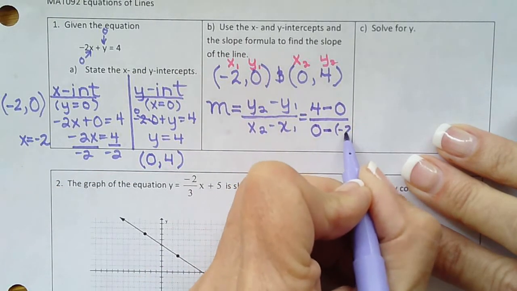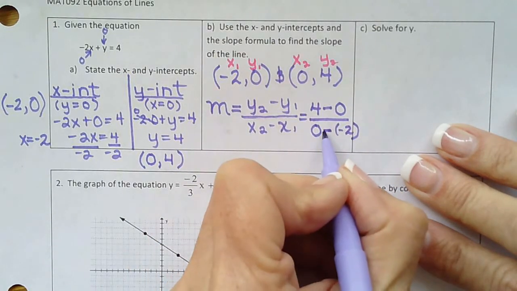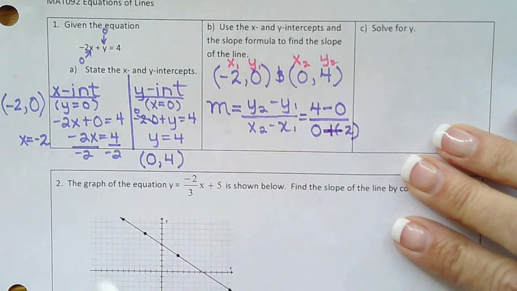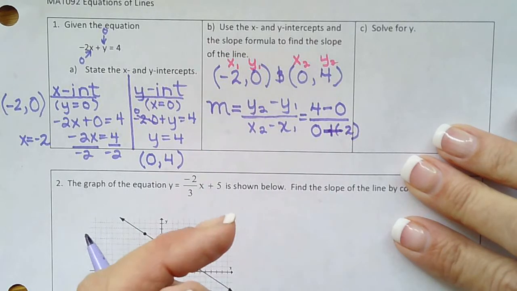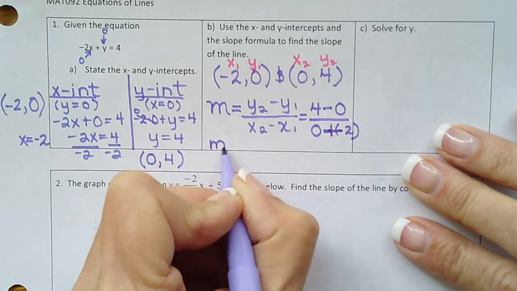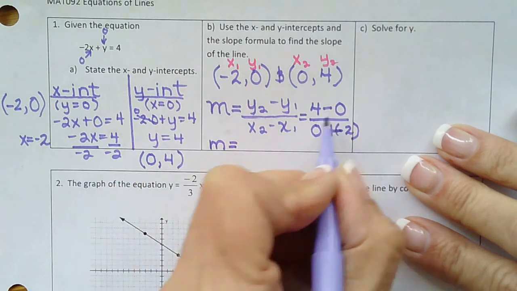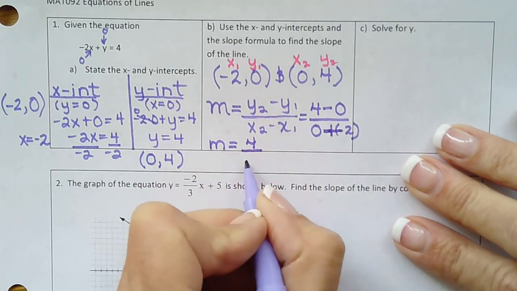And remember, when we have a double negative, we always make that positive right away. That should be your first step. So there was a minus in the formula, plus x1 was negative. So that leaves us with m equals 4 minus 0 is 4, over 0 plus 2 is 2.